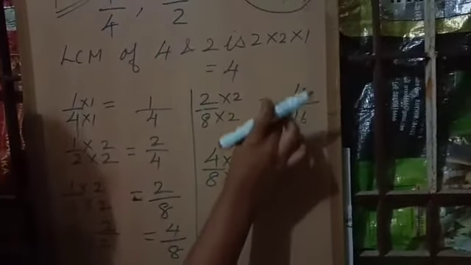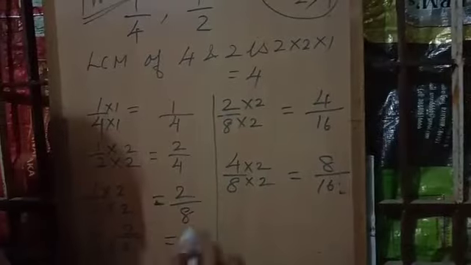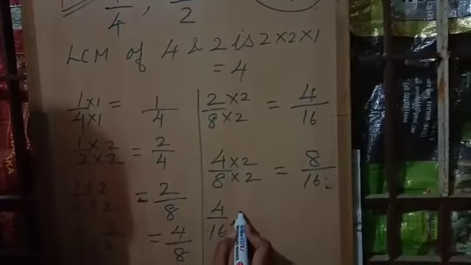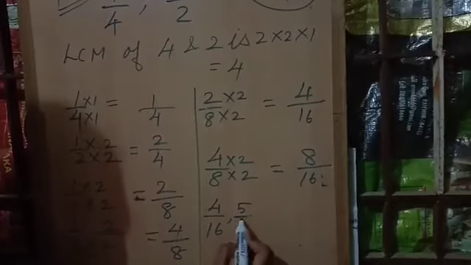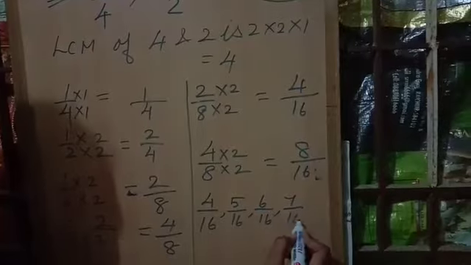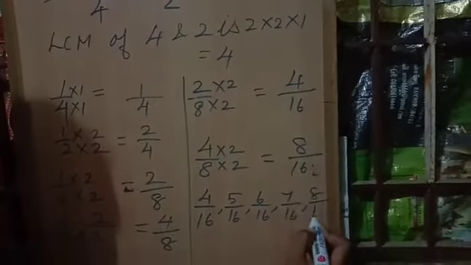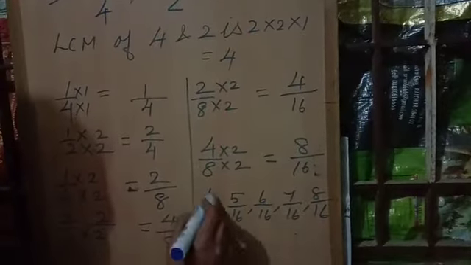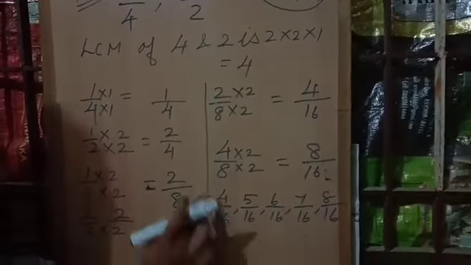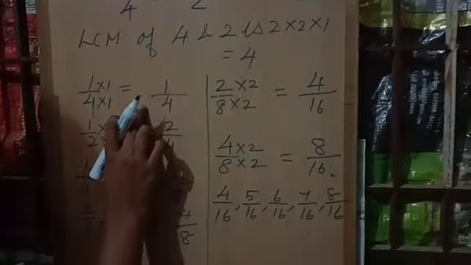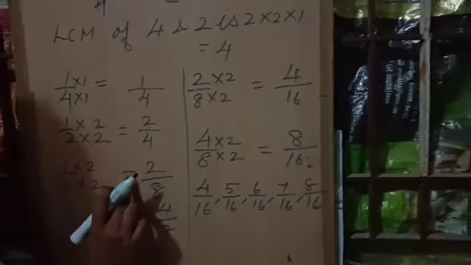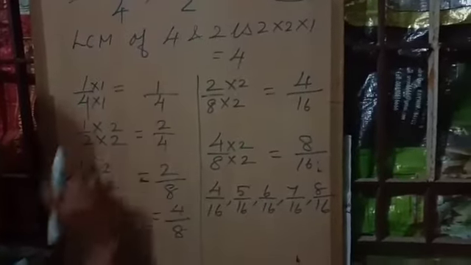Can we write 3 rational numbers between 4 and 8? Definitely we can write. 4 by 16. After 4 by 16 what will come? 5 by 16. Next 6 by 16. 7 by 16. Then what? 8 by 16. This 4 by 16 is equal to what? 1 by 4. Because I got this from 2 by 8, and this 2 by 8 I got from 1 by 4 only.